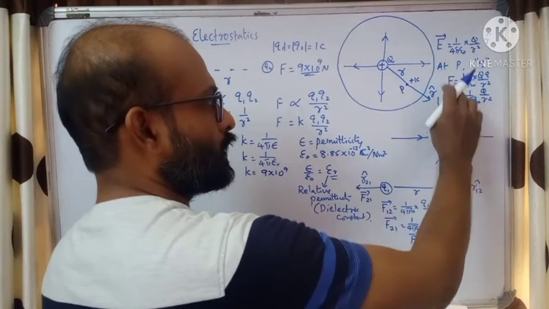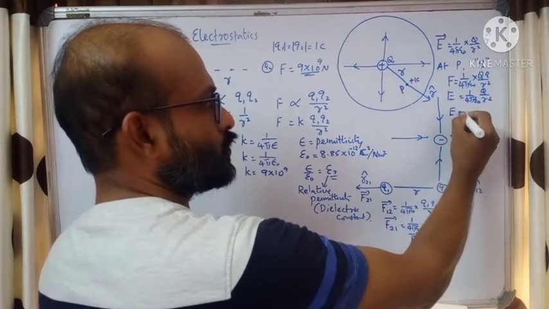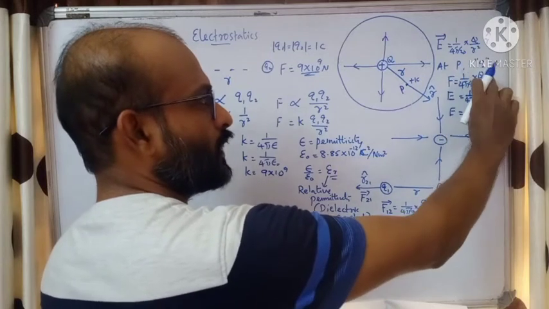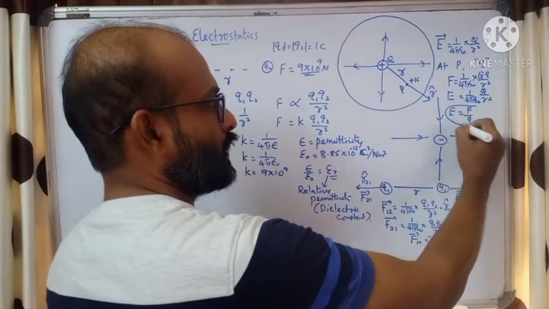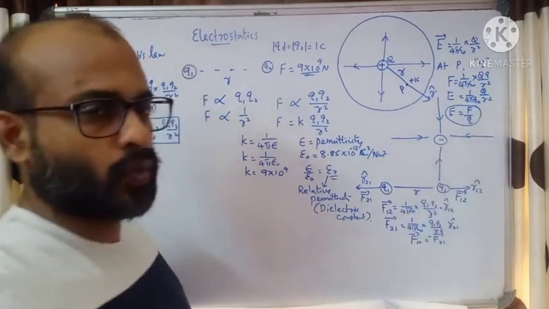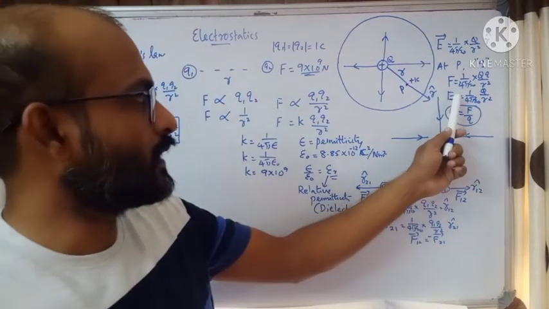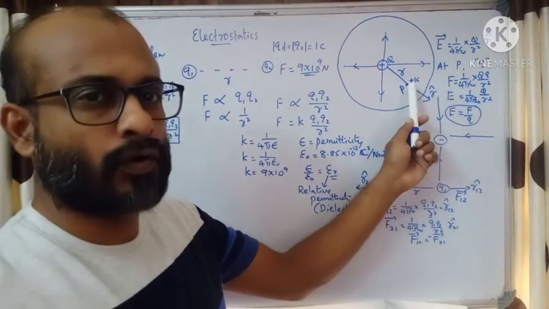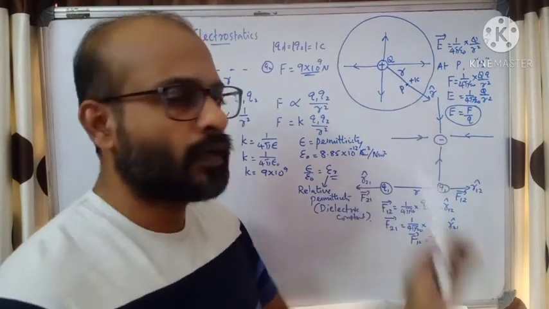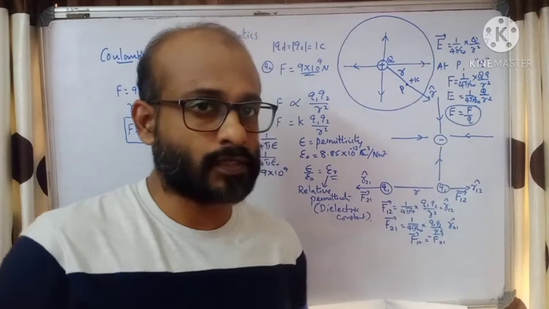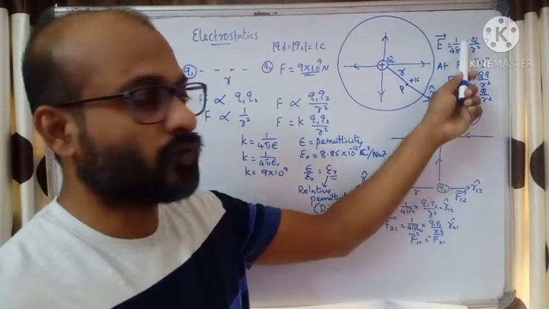Now, how are they related? When you divide these two, we can see that the intensity is equal to the force divided by a small q, that is, E is equal to F by q. So, this is the intensity at this point. How do you find the intensity? To find the intensity at a particular point at a distance r, place a 1 coulomb charge. This will experience a force. This is the force experienced, that is the intensity. This is the vector form of intensity.